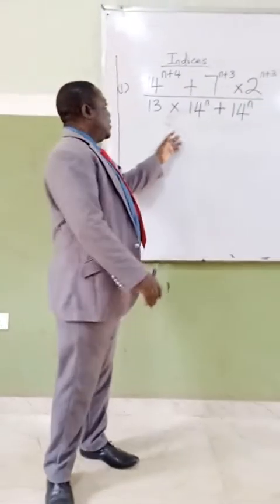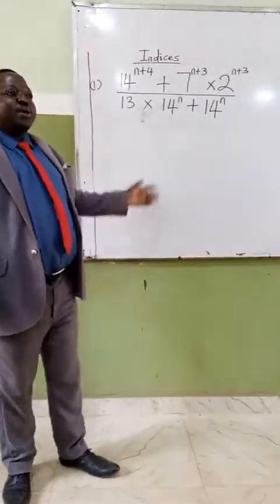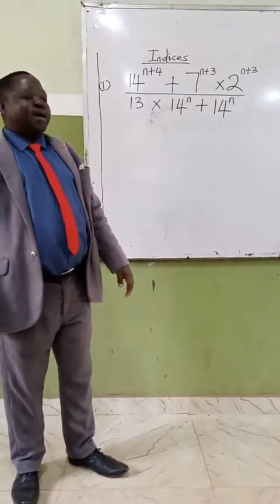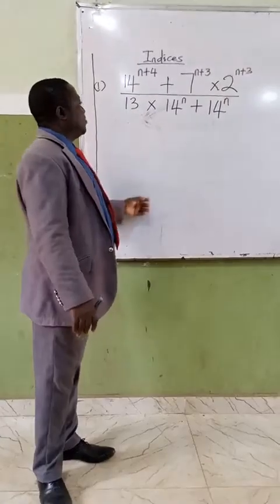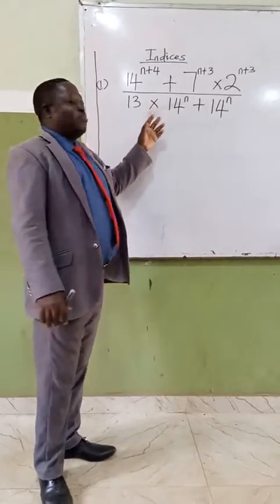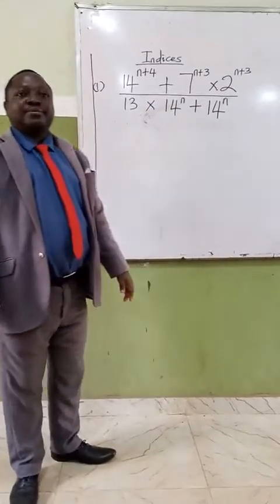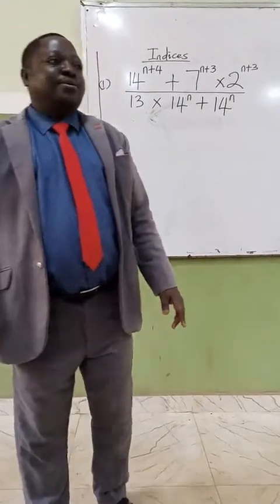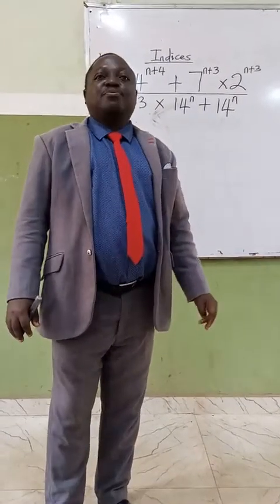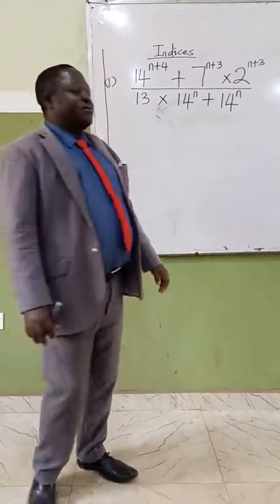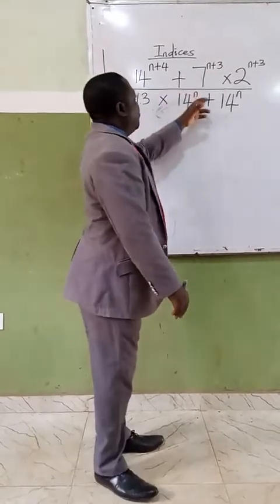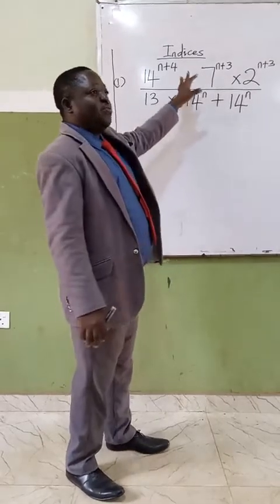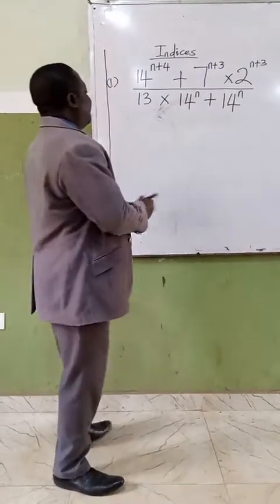We are still on indices. Today, there is another question we want to solve. If you take a look at this question, we have mixed operations up here. In mathematics, whenever we have mixed operations, we apply the principle of BODMAS. So we have plus, we have multiplication. According to the principle of BODMAS, we simplify multiplication first.